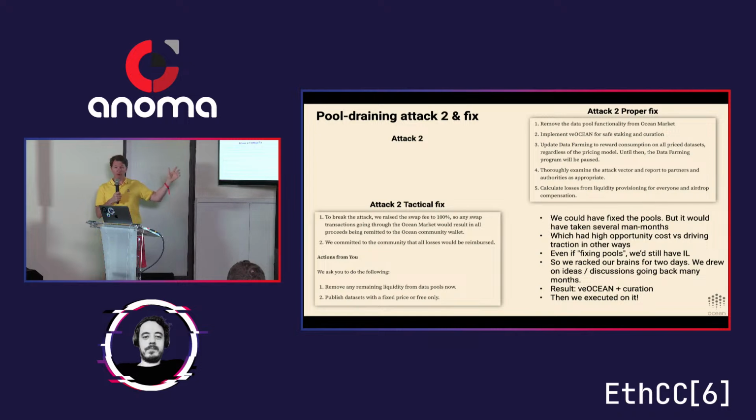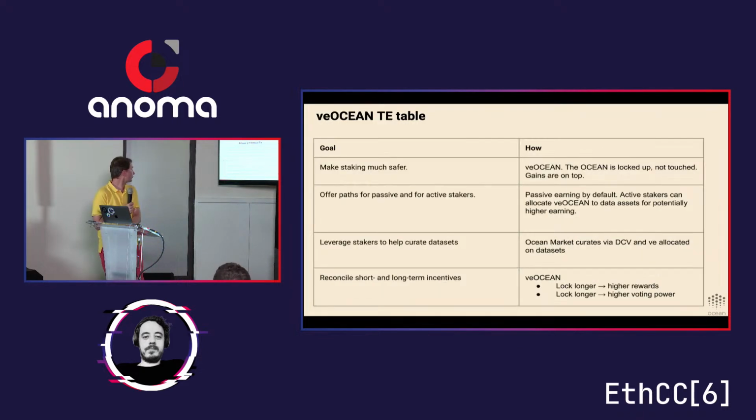So we solved the problem in the near term, but then it's like, okay, how do we solve this in the medium term? And we basically racked our brains for 2 days intensively. We'd had ideas bubbling up before, and in the end, we basically ditched pools and instead replaced them with VE Ocean and curation on top of that. And there was another reason to ditch pools. Our community really wasn't getting the idea of impermanent loss. So that was a problem. They wanted to stake Ocean. We wanted curation. We wanted data farming. And our answer was VE Ocean. So once again, we went to the token engineering table and worked it all out.